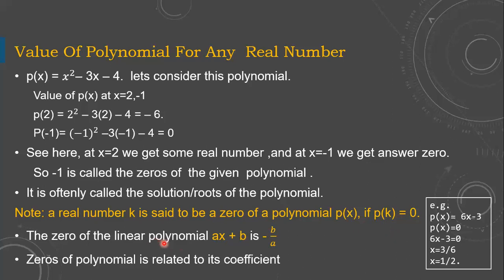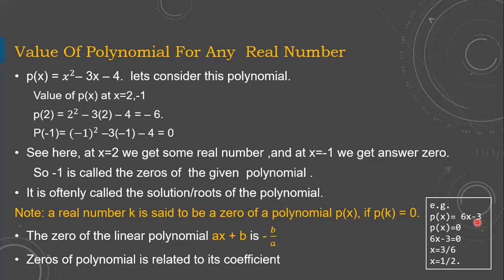Now what about the linear polynomial? Here the zero of the linear polynomial ax plus b is minus b upon a. As you know, students, ax plus b is the general form of the linear polynomial. Let us understand this by one example. Here I have taken one polynomial, 6x minus 3.